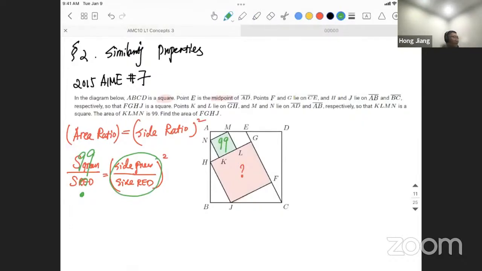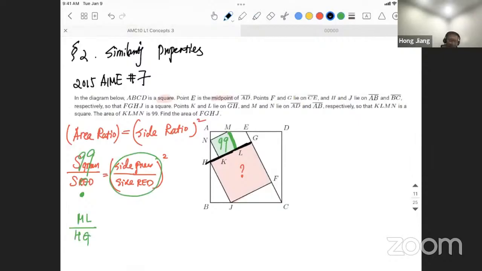So the $1 million question is, how can I find out the side ratio between these two squares? Something like maybe ML over GH, whatever. I just want to give an example, right? Maybe this guy over this guy, maybe another guy. I don't really care. I just want to ask you, what is the relationship between those two? And that's it.